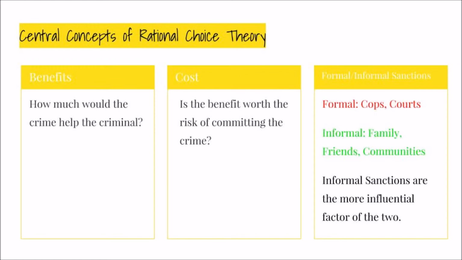There are three central concepts of rational choice theory. One being benefits. How much would the criminal benefit from this job? Two being cost. What is the risk taken? And three being formal and informal sanctions, with formal being the cops and courts and informal being family and friends.